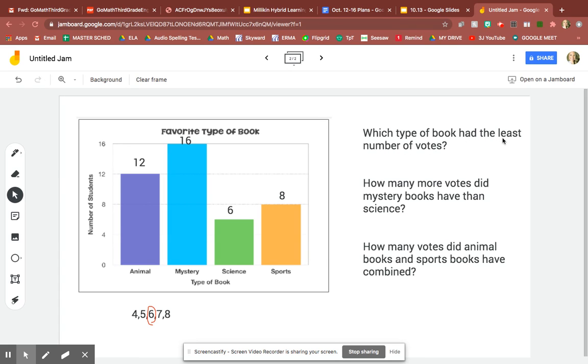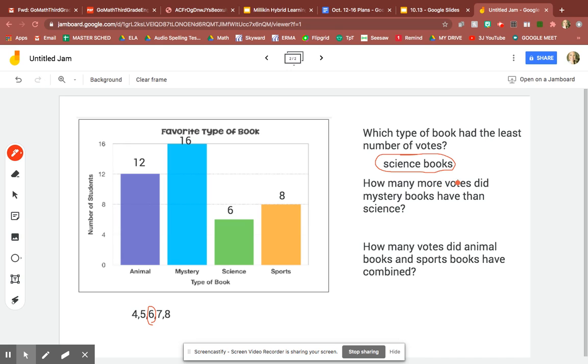Which type of book had the least number of votes? What one is the least number of votes? That looks like science books, right? Science books only got 6 votes. That is the least one. So science books is the answer there. Just going to circle my answer.